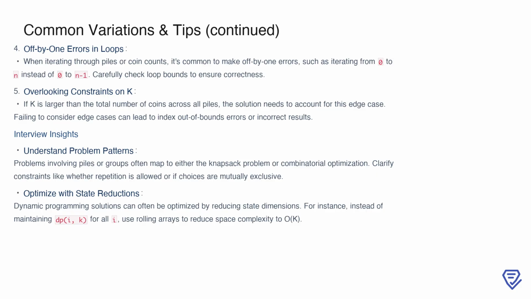Lastly, dynamic programming solutions can often be optimized further by reducing state dimensions. For example, instead of maintaining dp[i][k] for all i, you can use rolling arrays to reduce the space complexity to O(k), which can be a valuable optimization in interviews.